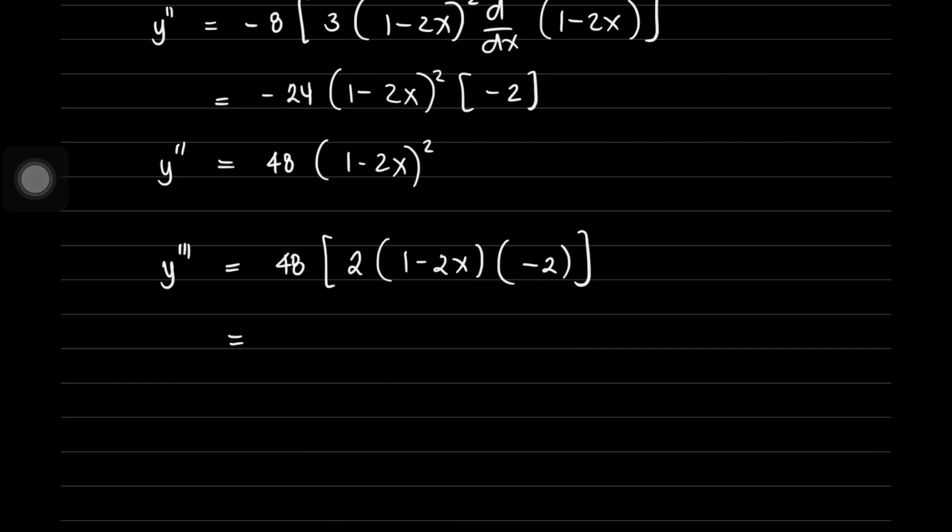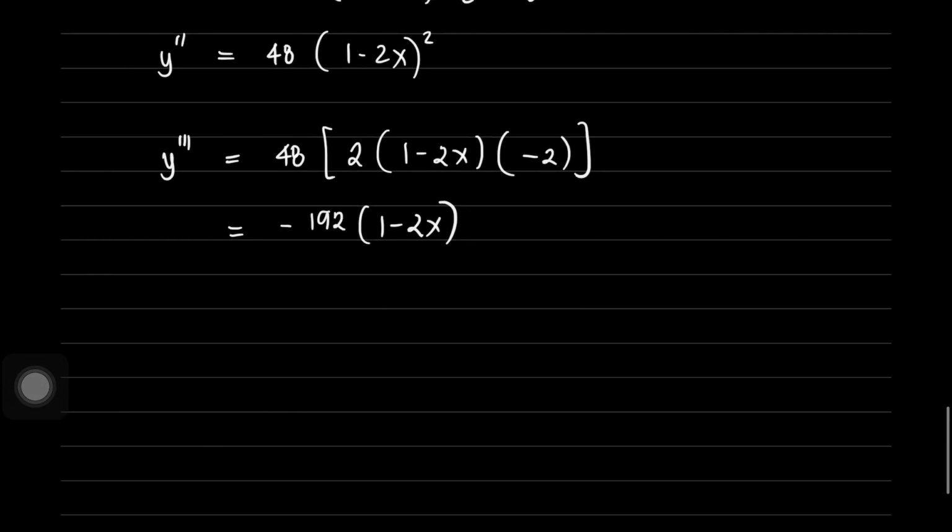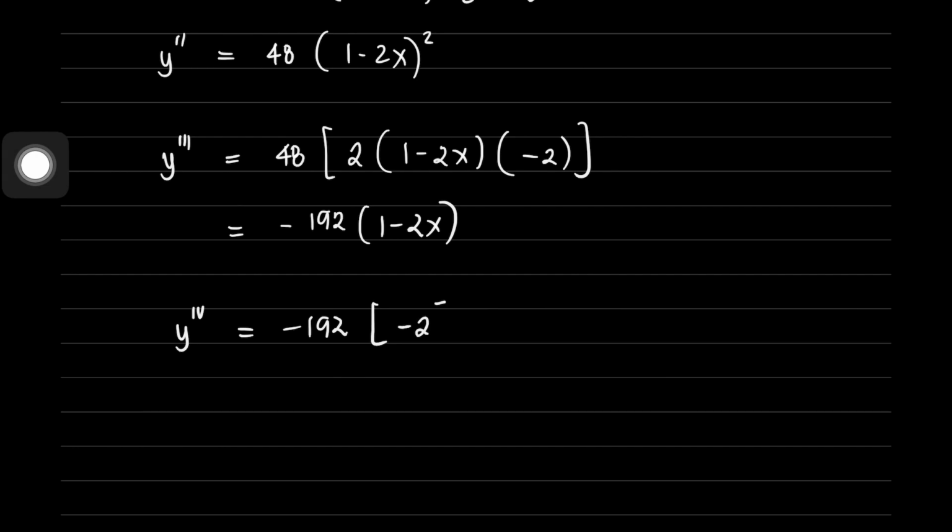Okay, so this is now equal to 48 times 2, so that is equal to 96, and 96 times negative 2 will give us negative 192. All right, so 48 times 2 is 96, and 96 times negative 2 is negative 192 multiplied by 1 minus 2x. Okay? Now, solving for the fourth derivative, this is now equal to negative 192 multiplied by the derivative of this one. All right, so that's negative 2.